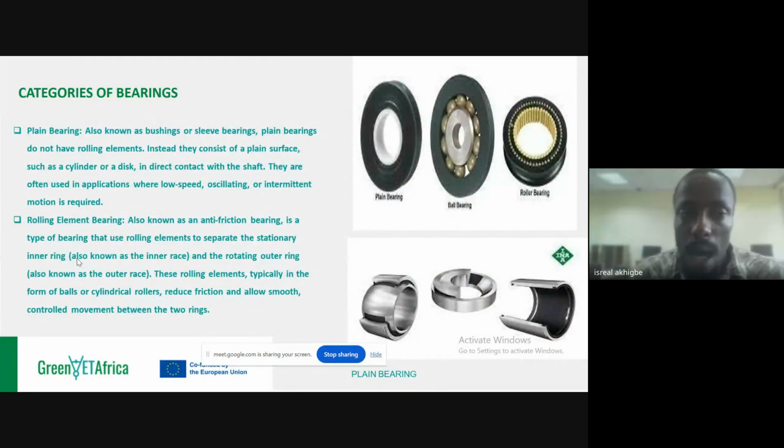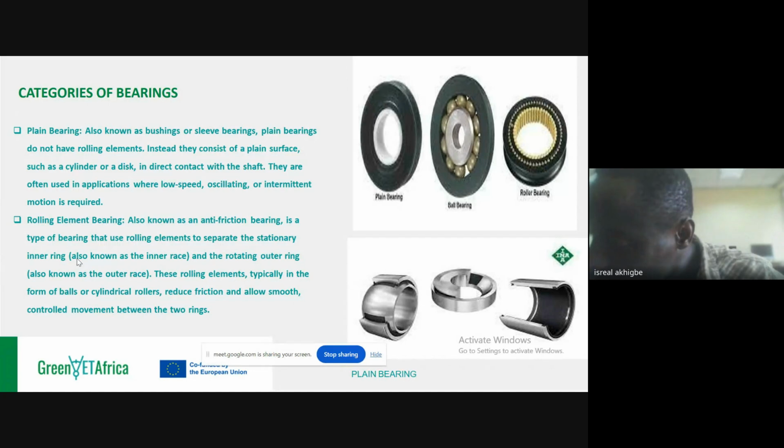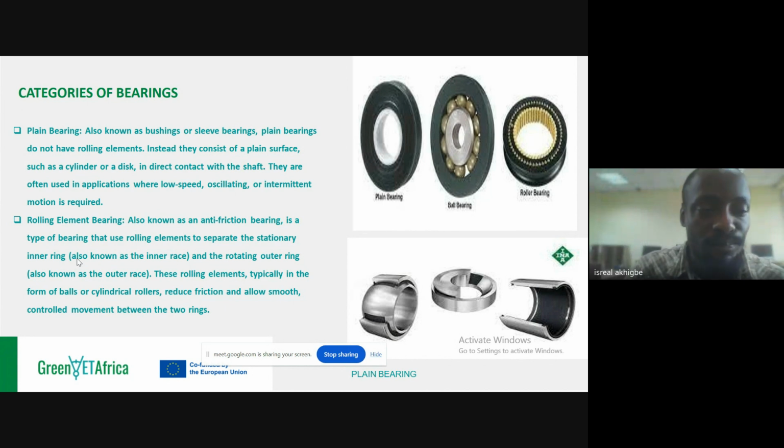Okay. Now we have categories of bearings. Plain bearing, also known as bushing or sleeve bearing.